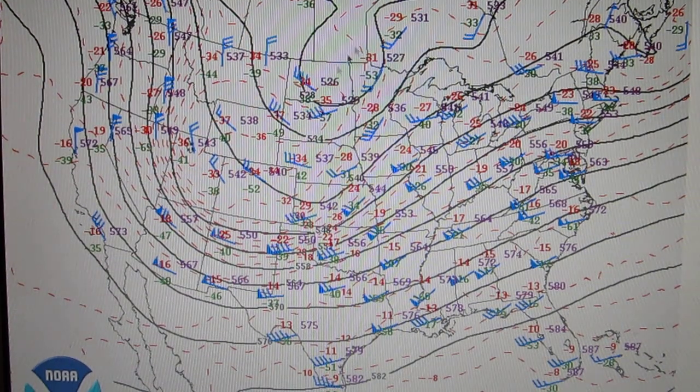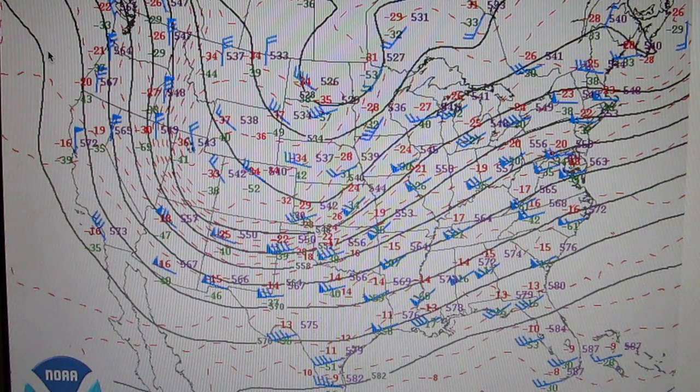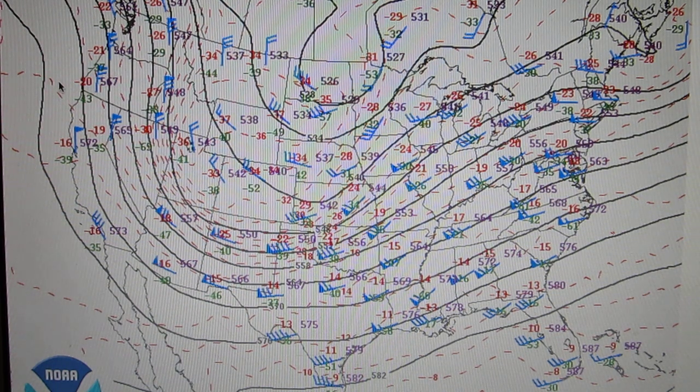So this is an example of an upper air chart. This is valid at the same time as the surface chart with the other video. What we're looking at here is the equivalent pressure of 500 millibars, or about halfway up the atmosphere as far as pressure is concerned. So approximately half of the atmospheric air is below you and half of the atmospheric air is above you at this level.